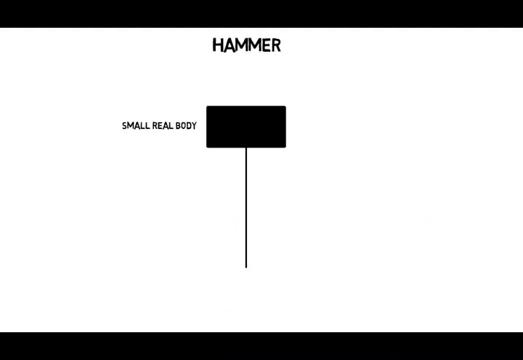A hammer is a bullish reversal signal. It has a small real body, very small or no upper shadow, and a long lower shadow. For it to be a proper hammer, the lower shadow needs to be at least twice the size of the real body. As this is a bull signal, we will only look for it in a downtrend.